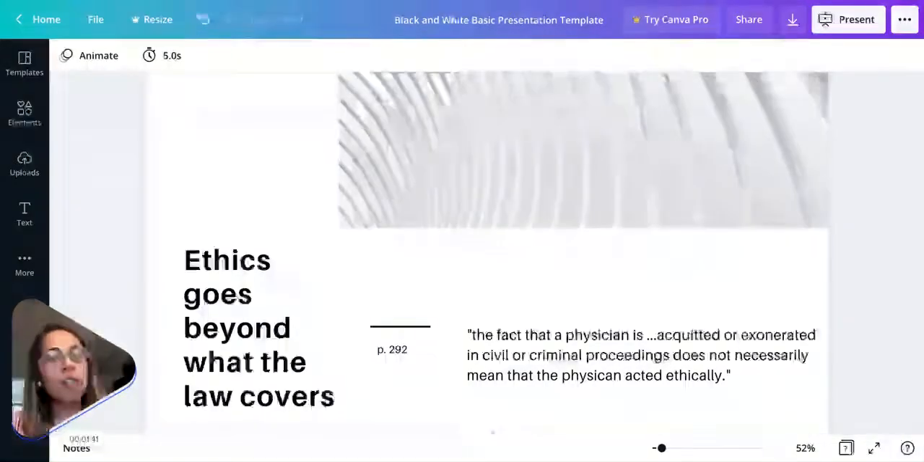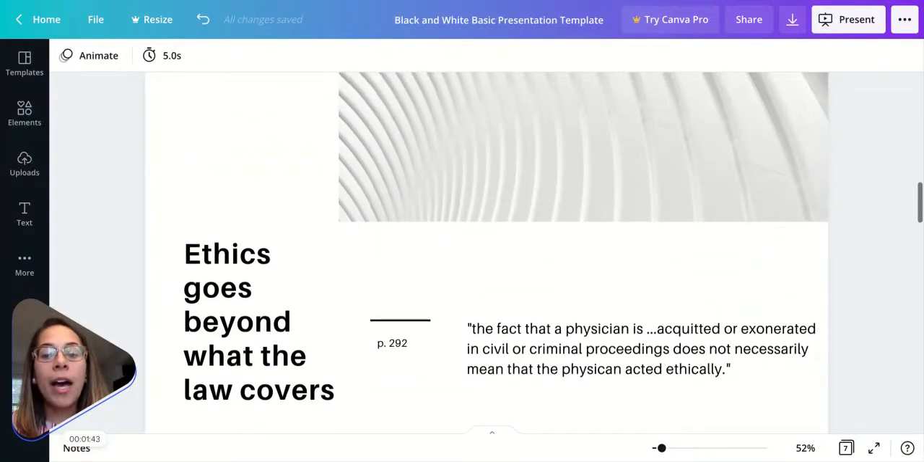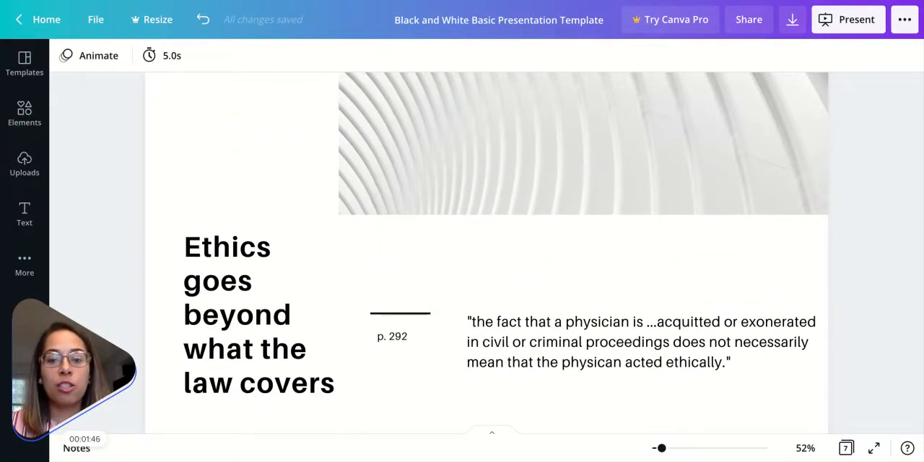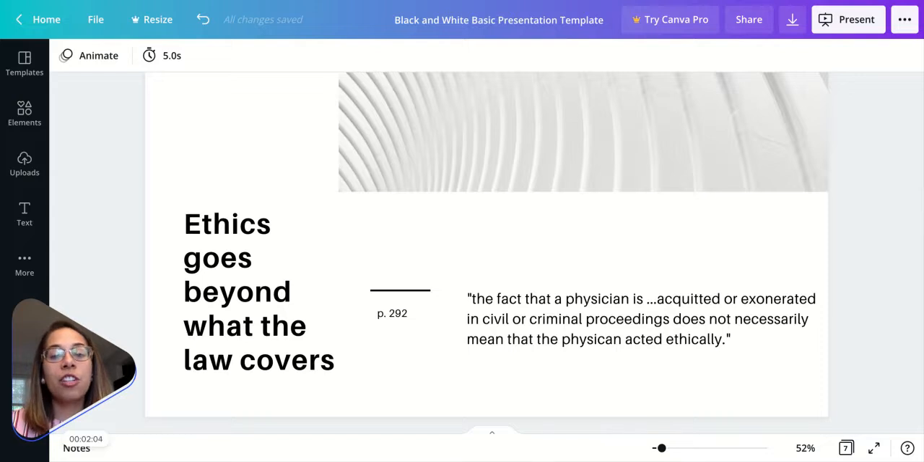So there's obviously a relationship between ethics and law, but it's important to note, and you'll find this on page 292 of your chapter this week, that ethics goes beyond what the law covers, right? So just because something isn't necessarily illegal doesn't mean it's right. And I love this little quote here on page 292. The fact that a physician or any provider is acquitted or exonerated in a civil or criminal proceeding doesn't necessarily mean that the physician acted ethically.